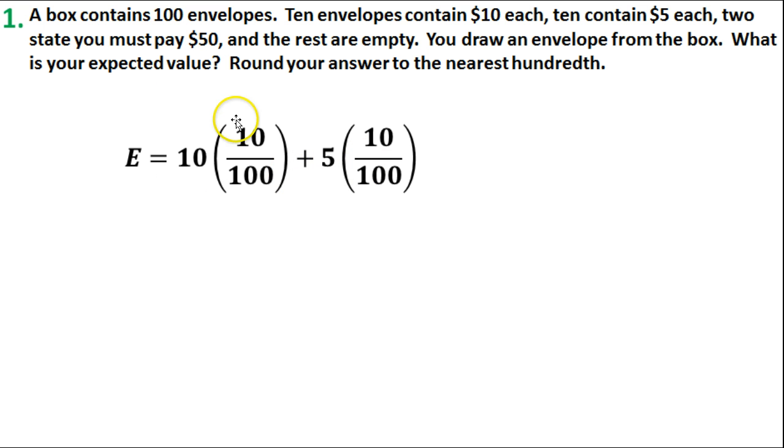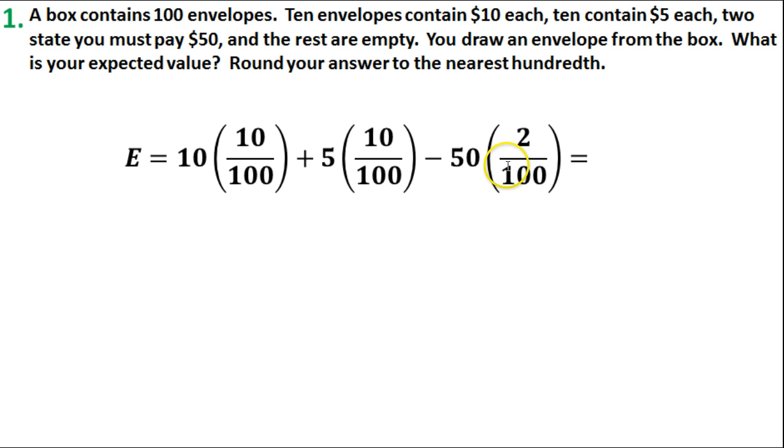The next one becomes a little bit more interesting because 2 of these envelopes state that we have to pay $50. So we don't want to get one of those. We've got to calculate what the probability is of getting one of those and what the expected value would be. Okay, so if we're going to pay $50, that means we're actually going to subtract 50. Subtract $50 times the probability that we're going to receive one of those envelopes. And there are 2 of those, 2 out of 100. So minus 50 times 2 over 100.